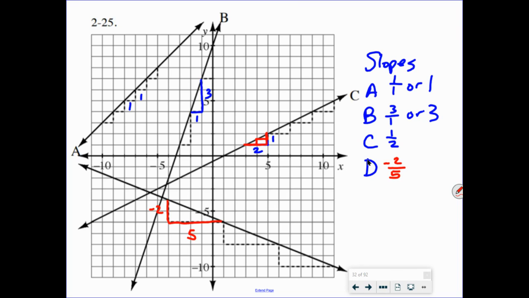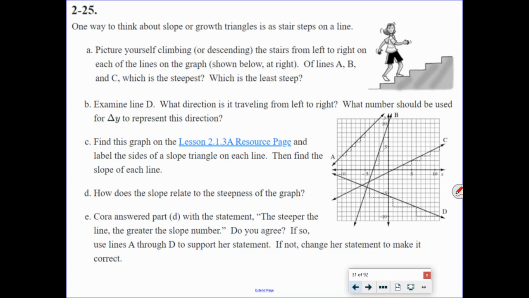Did you get those slopes correct? I hope you did. All right, let's move on and see what we got here. Letter D, how does the slope relate to the steepness of a graph? And actually, we're going to combine that with letter E. Cora answered part D with the statement, the steeper the line, the greater the slope number. Do you agree? If so, use lines A through D to support her statement. If not, change your statement to make it correct.